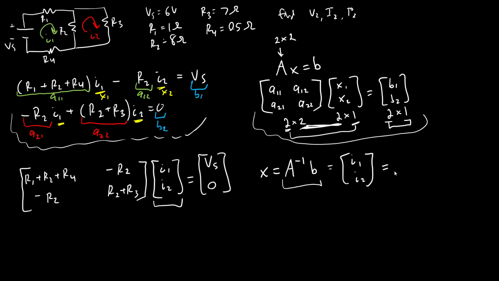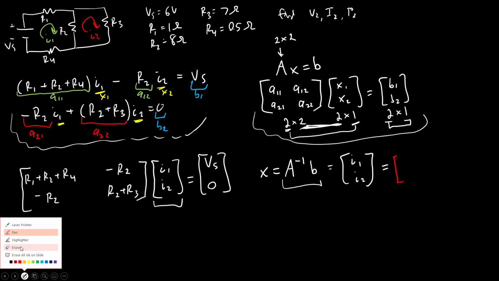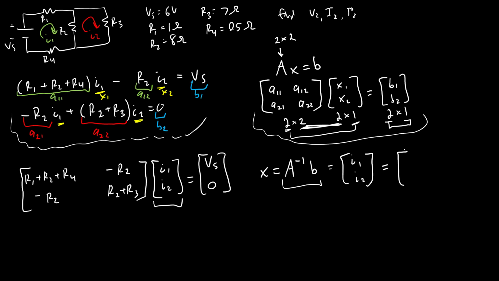So I went ahead and did that. I actually just did it in Excel, which it turns out can invert and multiply matrices. So I'm not going to show that on screen here, but I plugged in all these values into the corresponding matrices and then did this calculation. That gives you values of 1.146 amps for I1 and 0.611 amps for I2.